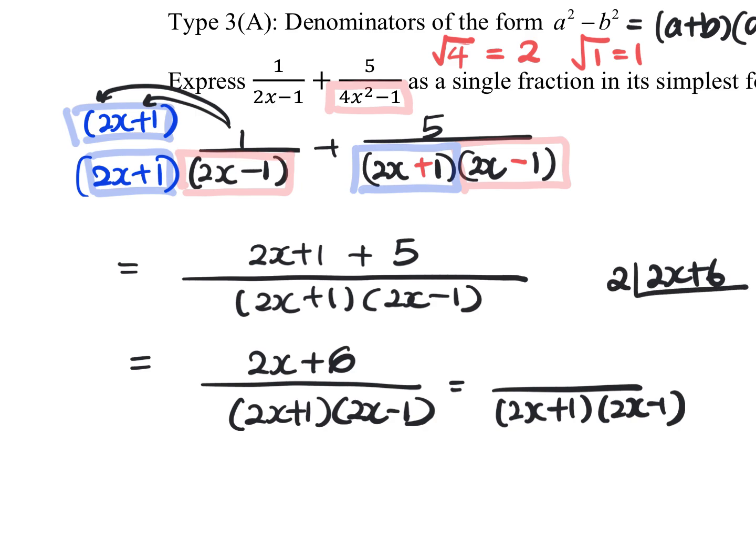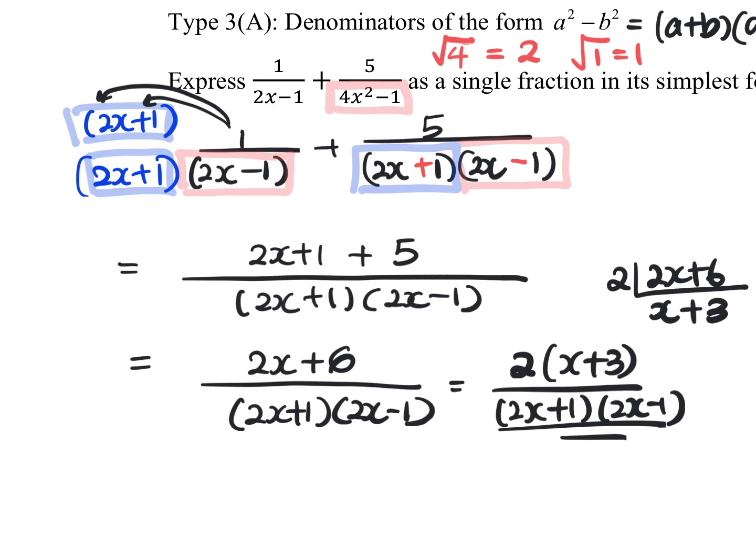So 2x divided by 2 will give me x. And 6 divided by 2 will give me the number 3. So in this case, do not throw away your common factor. So factorize out 2 bracket x plus 3. Have you gotten the answer?